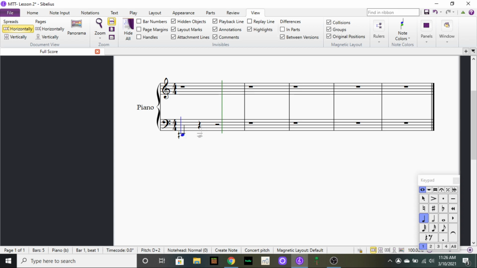C2, and just keep going. You have to count all these ledger lines and everything. So it'll go, let's do eighth notes.